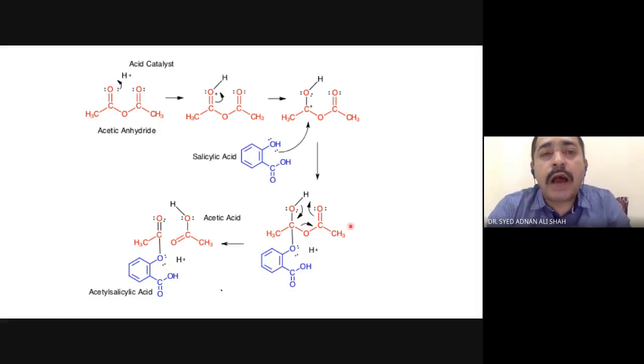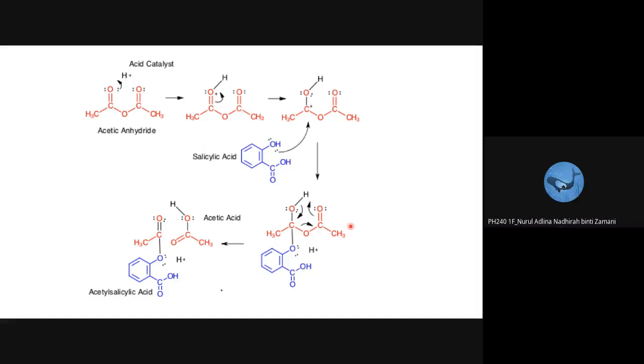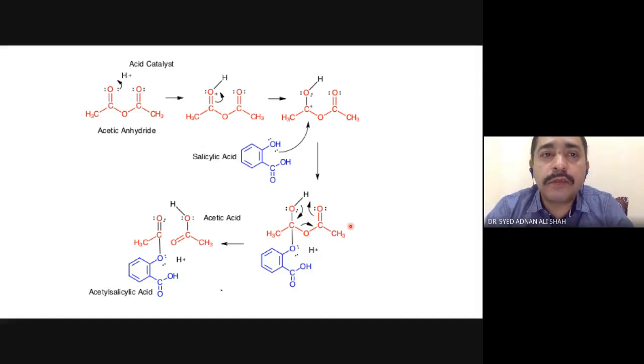Have you understood what is the function of the acid and what is the reaction mechanism behind the synthesis of aspirin? Yes, doctor. Yeah. So this is the explained mechanism of the acetylation of salicylic acid, right?